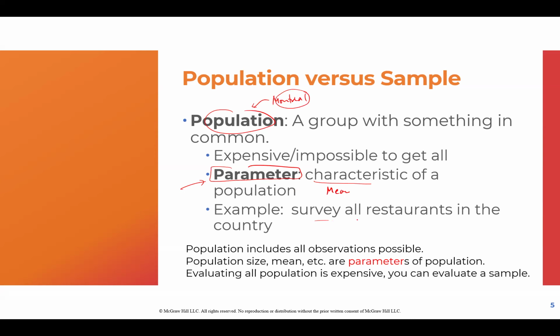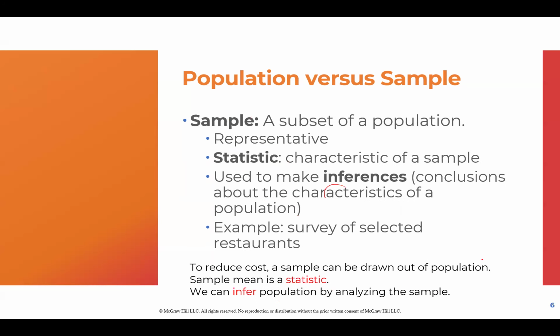You want to survey all restaurants in the country, for example. That's a population. Population includes all observations possible. So the population size, the mean, and the standard deviation are parameters of the population. Evaluating all possible values is expensive. You don't want to spend too much money on something which is anyway vague, right? The future is unpredictable, but you want to predict it. So you want to do it in a cheaper way: evaluate a sample. Take a sample.